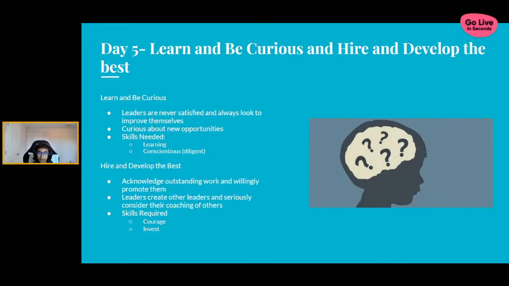Hire and develop the best. Leaders acknowledge outstanding work and they willingly promote these outstanding workers. Leaders create other leaders and seriously consider their coaching and mentoring of other workers. Skills required in this include courage and investment.